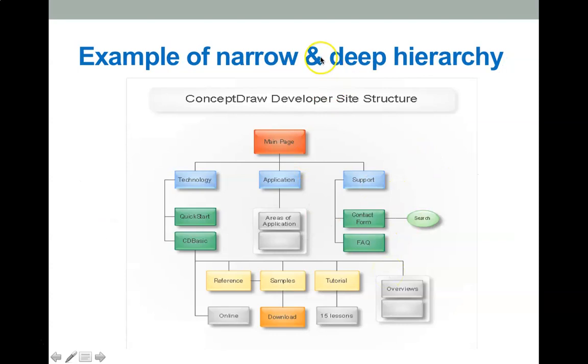Narrow and deep is this sort of website where you can have only 3 pages off the home page, and then they come down and you have different links off lots of different pages.